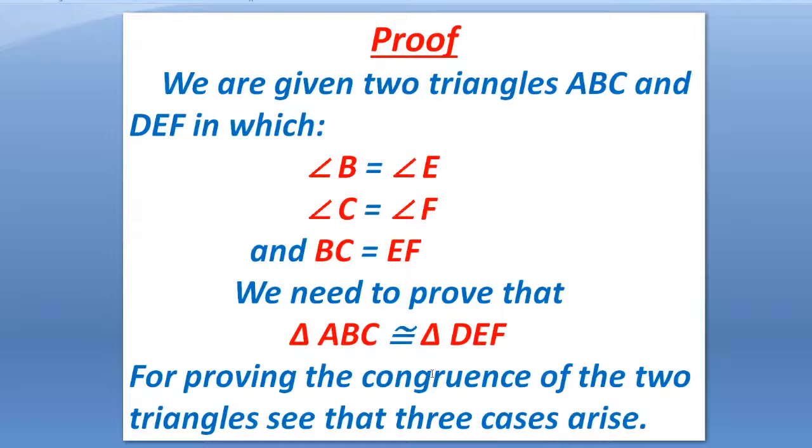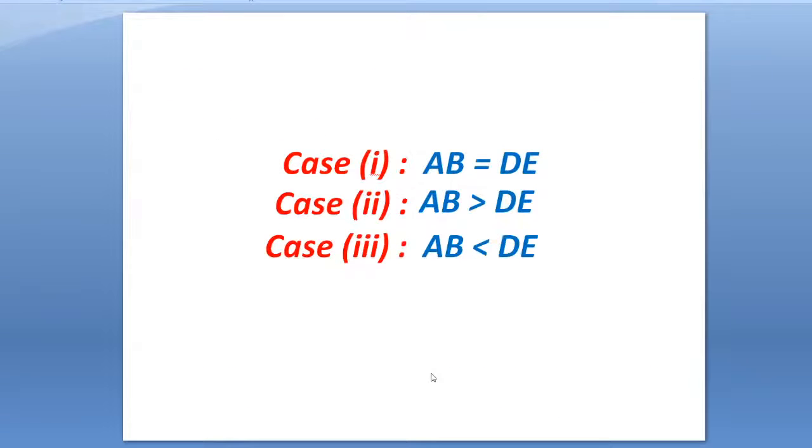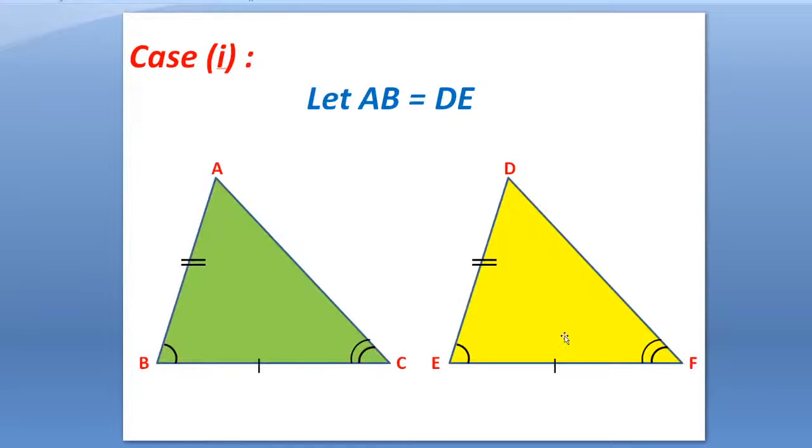So for proving the congruence of the two triangles, see that three cases arise. What three cases? AB is equal to DE, AB is greater than DE, and AB is less than DE. Okay, now case first. Let AB be equal to DE.